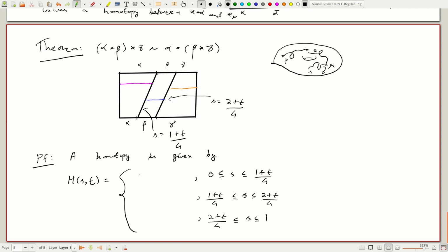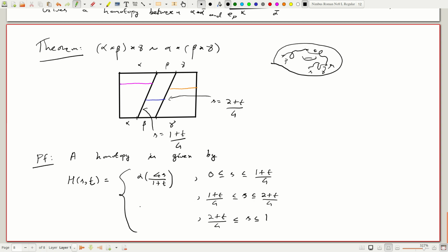Okay, in this region it's alpha of something, and it starts at 0, so there's no need of having an offset. You just have to take the scale, and the speed is of course the reciprocal of this length, so it's 4 over 1 plus t, multiplied by s: 4s/(1+t). So you immediately check that at 0 it is alpha of 0, and at this point it's alpha of 1, which is what we wanted. And at the base, it's automatically alpha at the base.